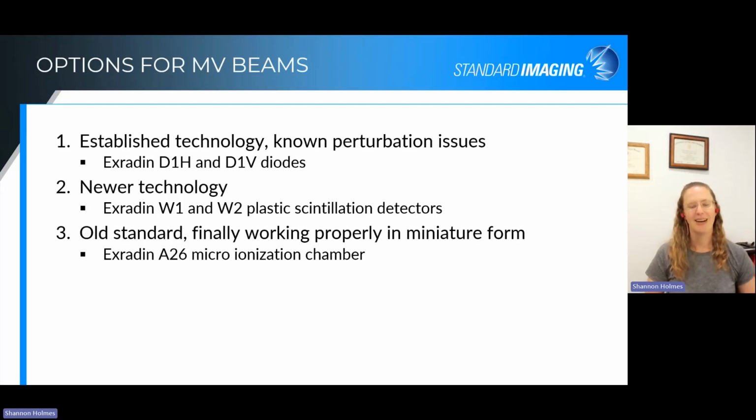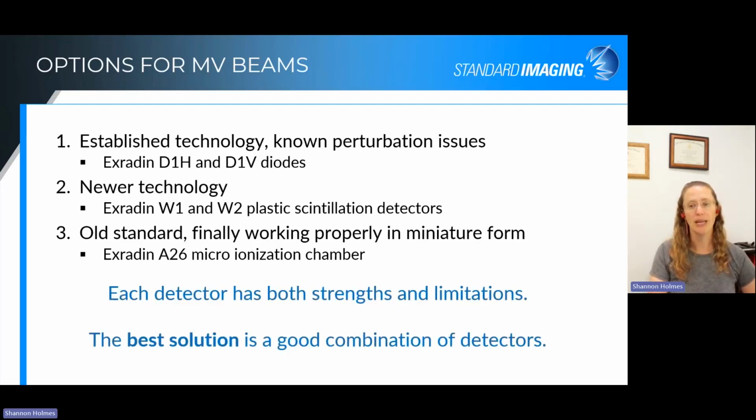Those would be diodes. We have some newer technology. They've been out on the market for a while, but it's new to a lot of people, and that's the plastic scintillation detectors, the Exradin W1 and W2. And then we have the old standard, the ion chamber. That's actually working properly in miniature form. It took a number of years for that to happen as well. Again, this has been on the market for a while, but is not something that some people are as aware of. So every detector has both strengths and limitations. The best solution for small field measurements really is a good combination of detectors.